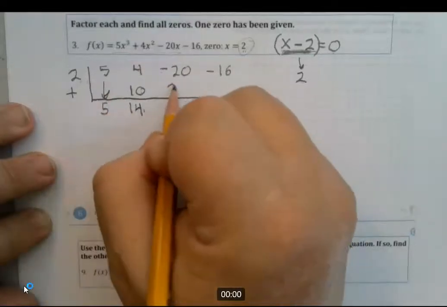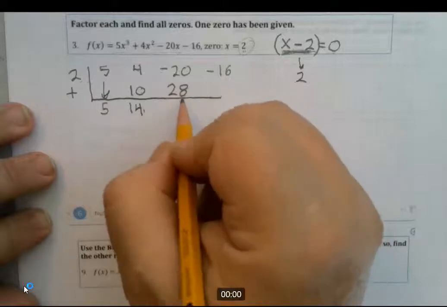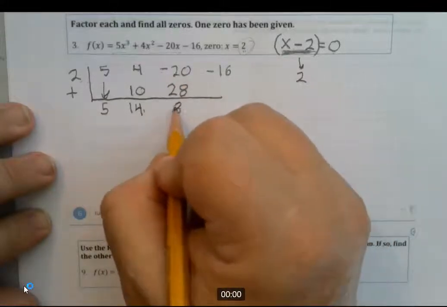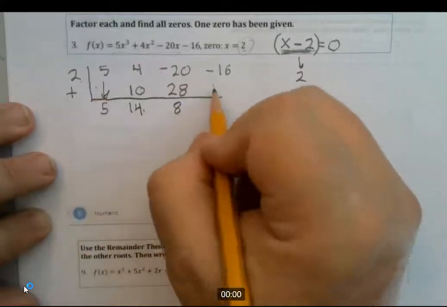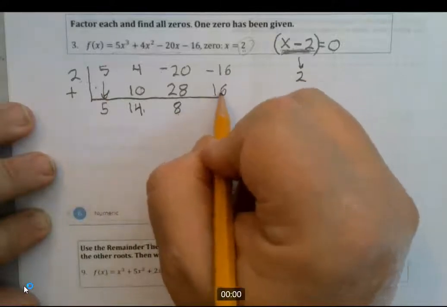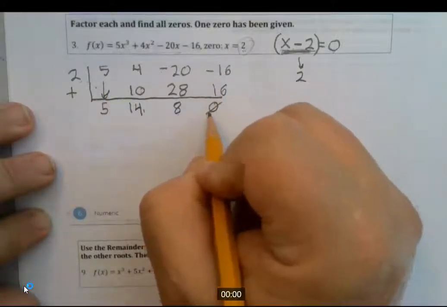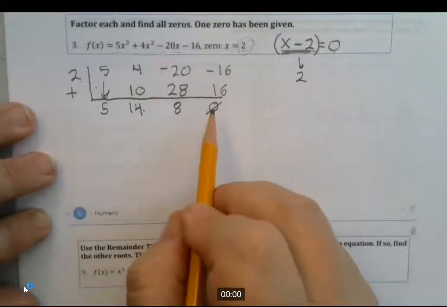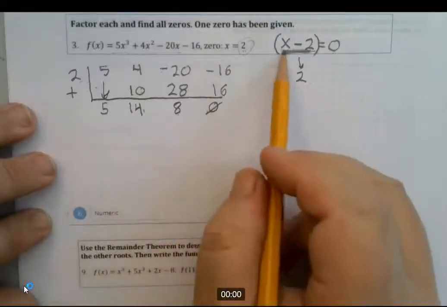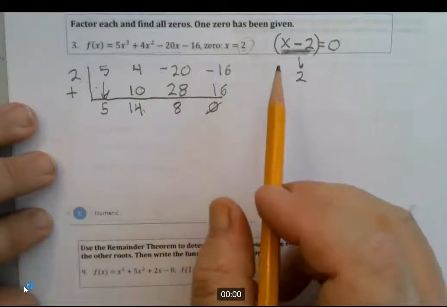2 times 14 is 28. 28 minus 20 is 8. 2 times 8 is 16. -16 plus 16 is 0. So yes, indeed, there was no remainder. That means that was in fact a factor. It does divide in evenly.